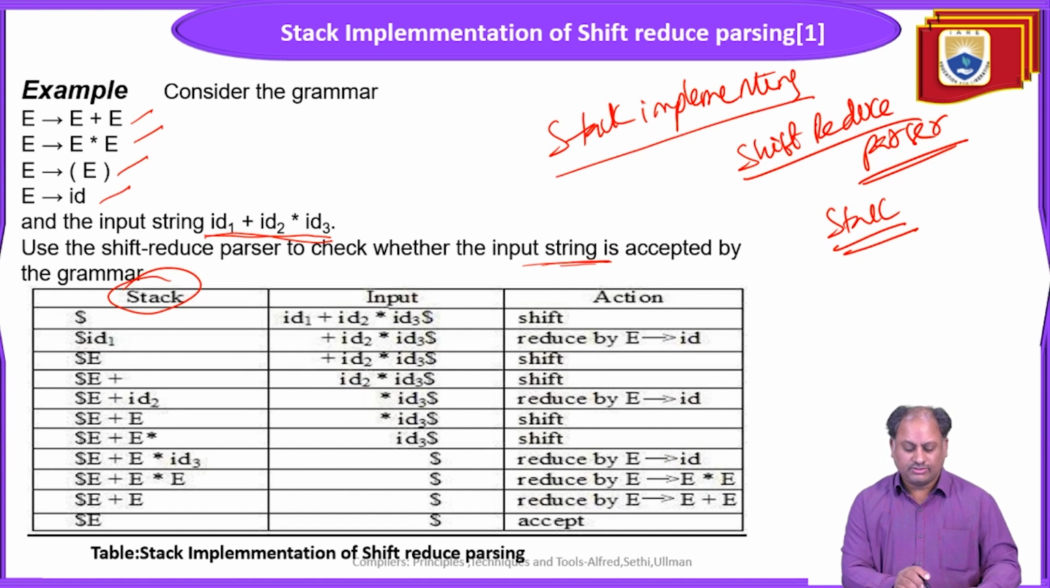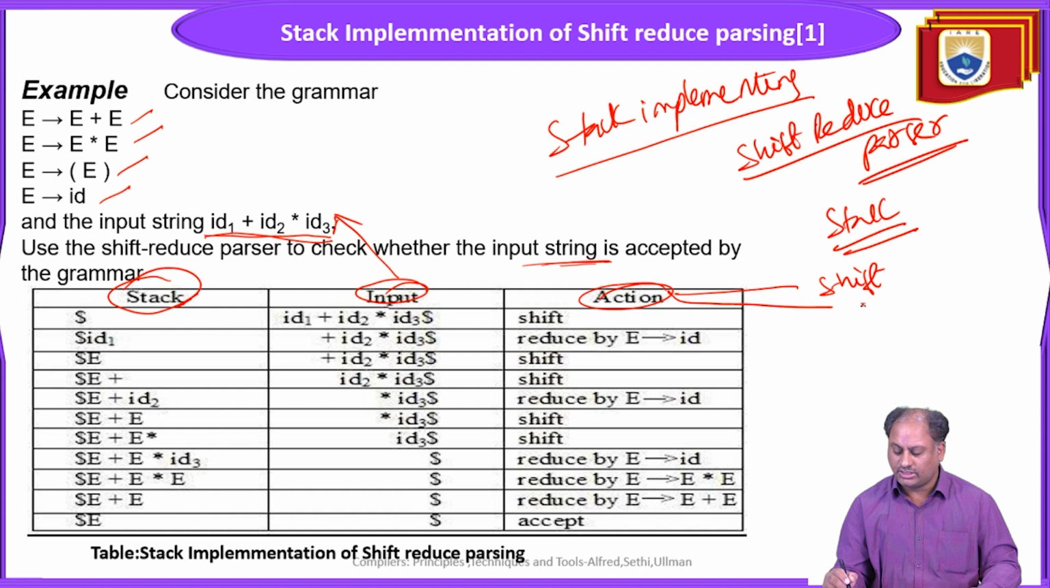Here the first entry in the table is the stack contents, and the second entry is the input. That means the input is given by this id, which is to be considered initially. And what is the action? Here the action contains shift. In the previous slide we said that there are two actions: one is the shift action, another one is the reduce action.